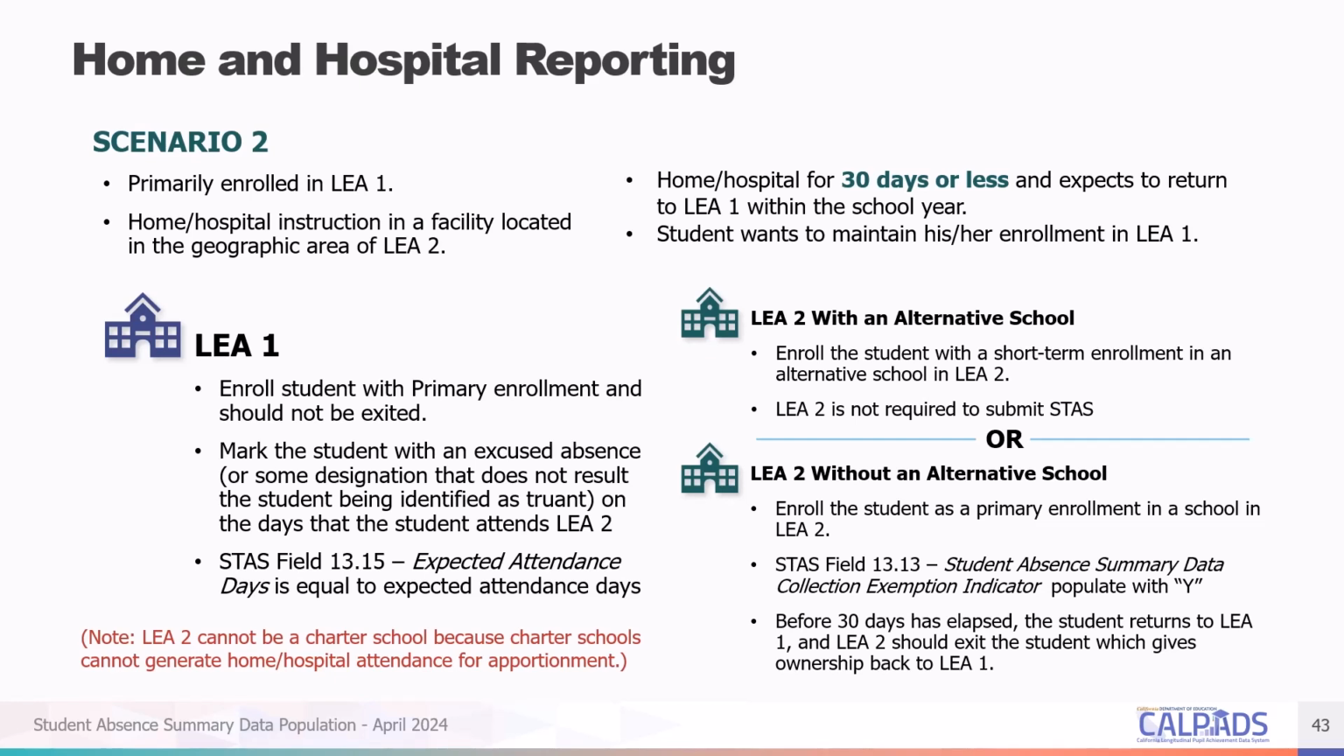Regardless of the type of home and hospital instruction at LEA2, LEA1 should report the student with an absence code that does not factor in the expected days of attendance. LEA2 enrolls the student with a short-term enrollment status, and if the student is served in an alternative school, no STAS record is required. If LEA2 does not serve the student with an alternative school, they should enroll the student with a primary enrollment. This requires that a STAS record be reported.